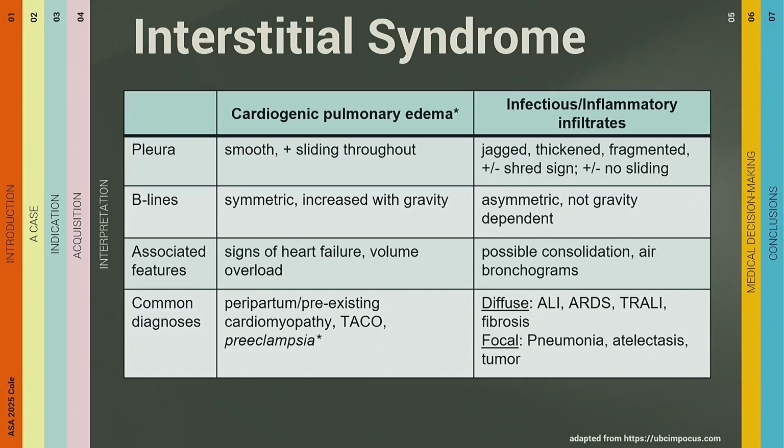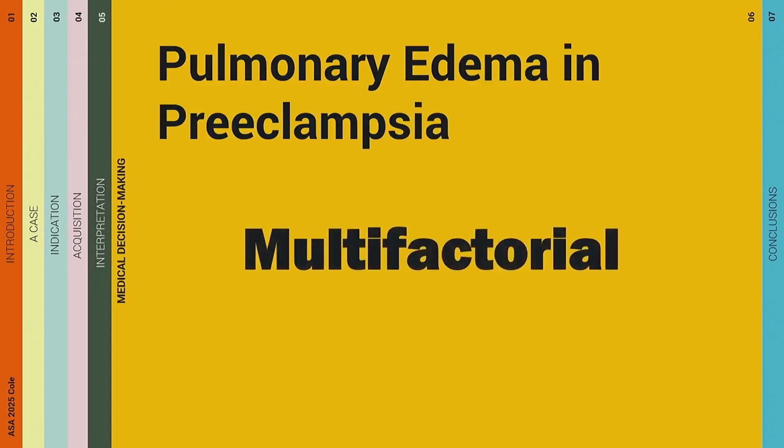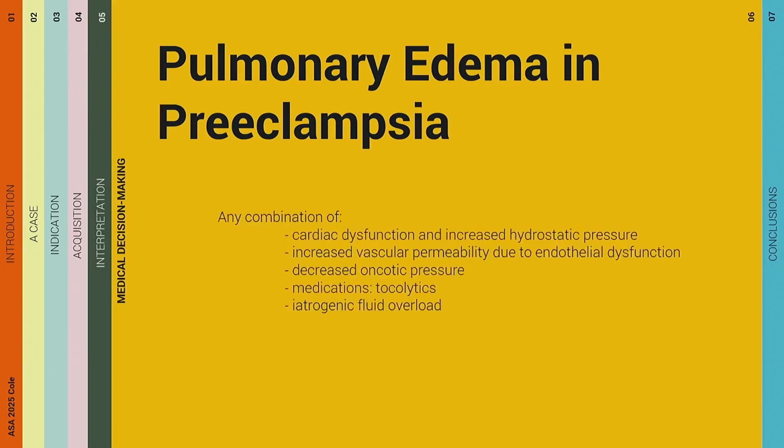The pin in the preeclampsia was just that while this is going to fall into that cardiogenic pulmonary edema category in terms of your imaging, it's not always caused by cardiac dysfunction, right? We know that pulmonary edema in preeclampsia is going to have a number of different reasons to be there. So it could be cardiac dysfunction. This could be due to increased vascular permeability because of endothelial dysfunction, certainly decreased oncotic pressure, and then the things that we do to them, like giving them tocolytics and too much fluid.